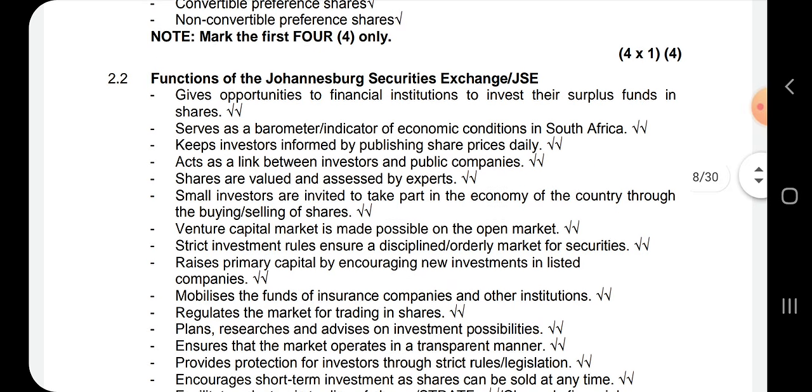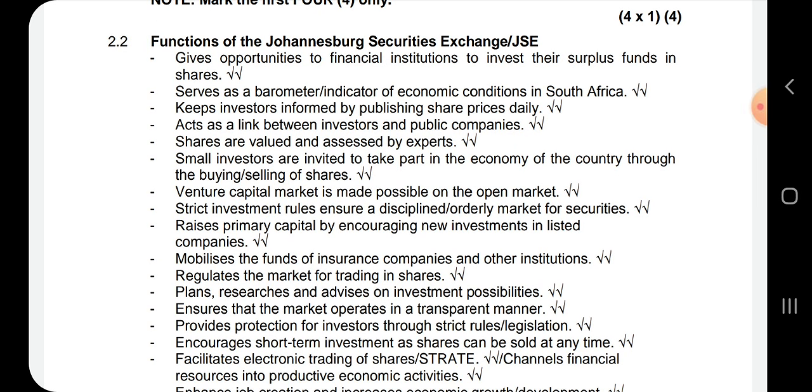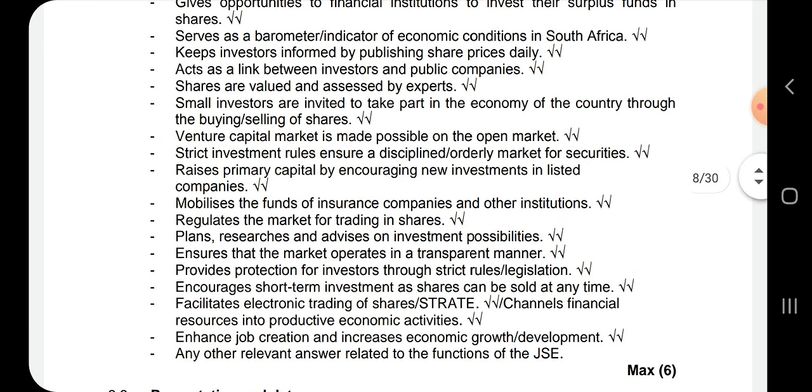And then the functions of the Johannesburg Security Exchange. The functions are: what does the JSE do? It gives opportunities to financial institutions to invest their surplus funds in shares. It serves as a barometer indicator of economic conditions in South Africa, keeps investors informed by publishing share prices daily, acts as a link between investors and public companies. Shares are valued and assessed by experts. Small investors are invited to take part in the economy of the country through the buying and selling of shares.